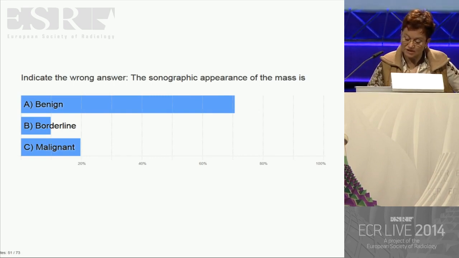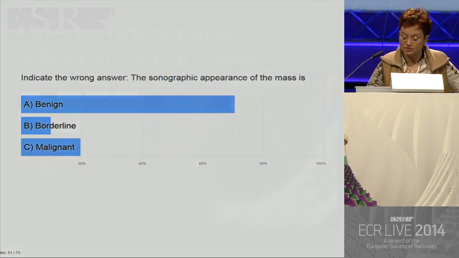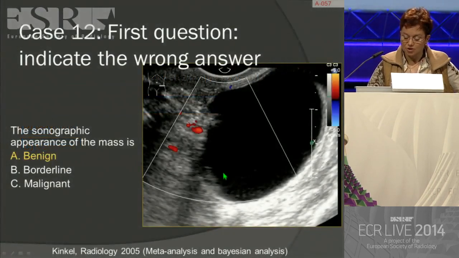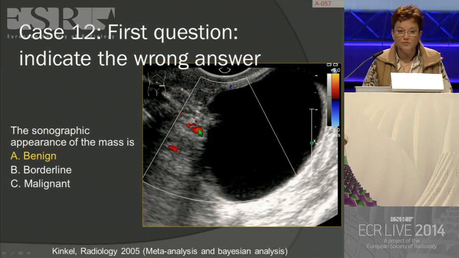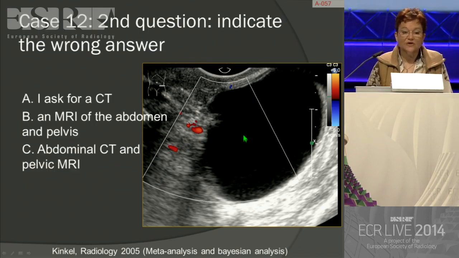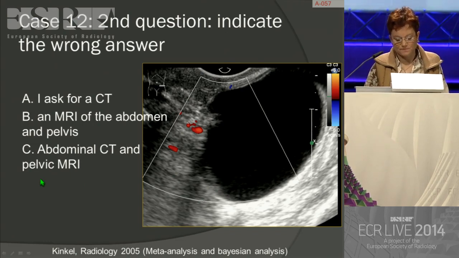It's definitely what has to be called on ultrasound a suspicious mass. You have a solid portion with positive color Doppler findings, so that could be potentially ovarian cancer. So that's my second question. Indicate the wrong answer. I ask for a CT, an MRI of the abdomen and the pelvis, an abdominal CT, and a pelvic MRI. Please vote.